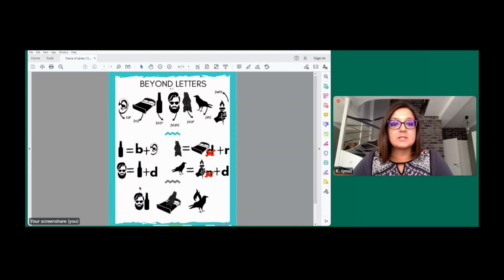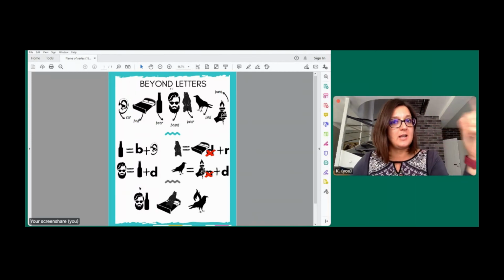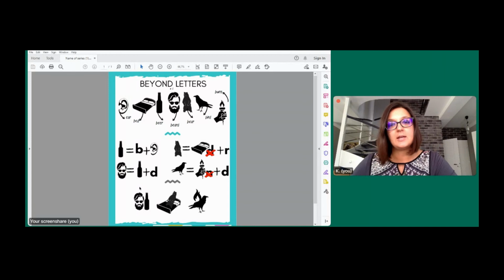So if the students give the words a context, create a little story, or at least remember the images, like the images you see on the handout here, it'll be much easier for them to remember these problematic words. Beer, beard, bear, bird. This was Beyond Letters, handout number 1.